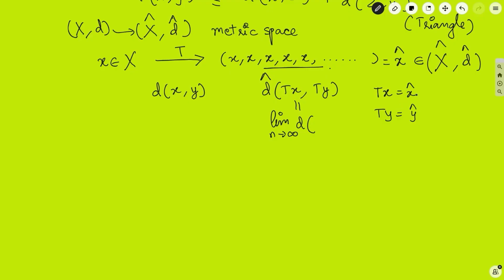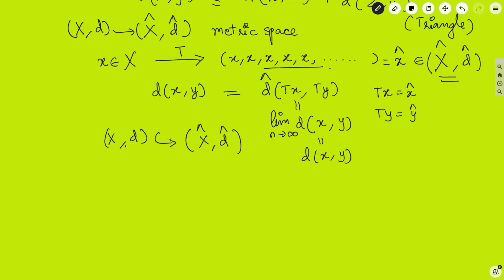You pick the nth term from the first sequence, it's x. The nth term from the second sequence is y, so it's the distance xy. It's always going to be the same thing, distance xy, and when you calculate the limit, it is nothing but distance xy. So these two are the same thing. So this is an isometry, and this is how you embed the space X, d inside the new space that we are creating, the space of all Cauchy sequences with this new metric. You have embedded it.